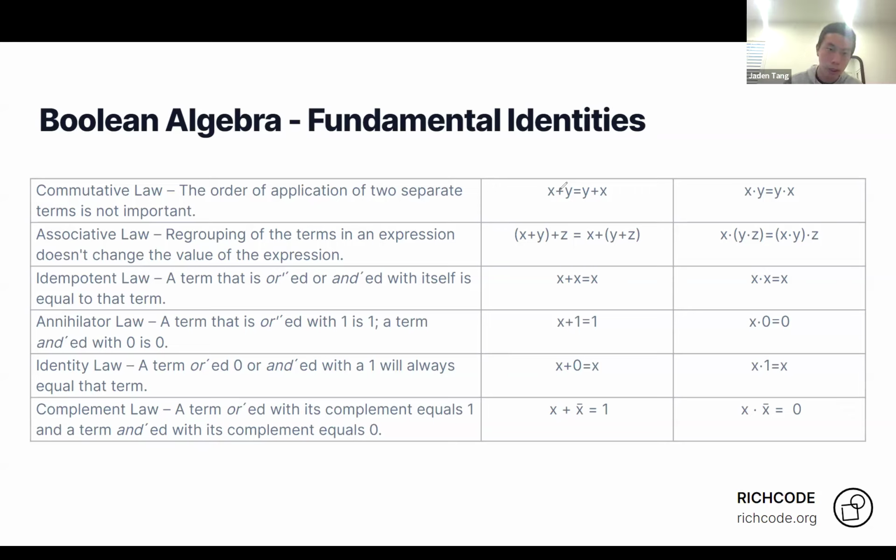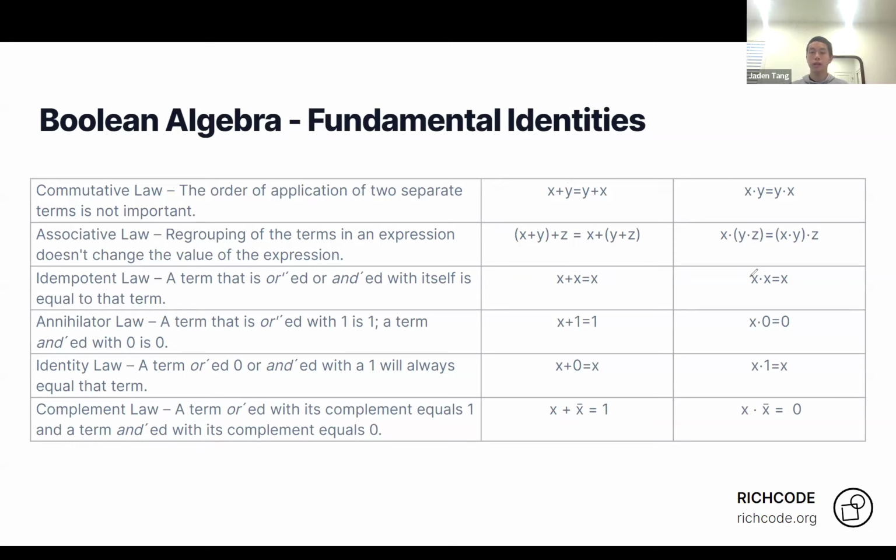And the idempotent law just means if anything is ORed or ANDed by itself, it is equal to itself. If this doesn't make sense, if x is false, false and false is still false. If x is true, true and true is still true. Sorry, true or true is still true. And if it's ANDed, false and false is still false, and true and true is still true.